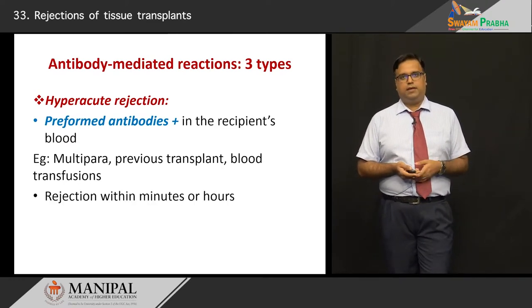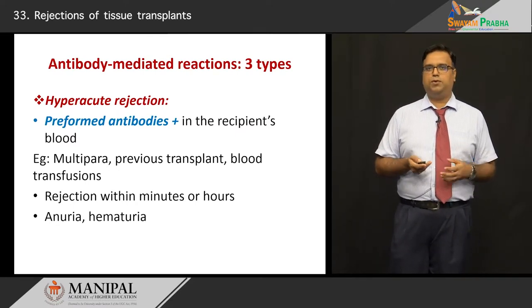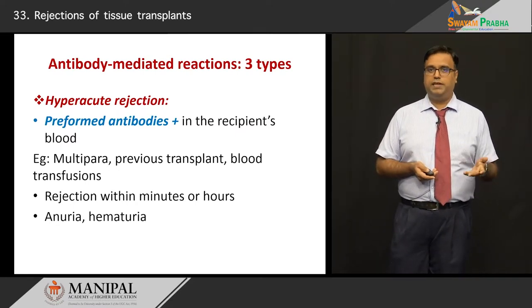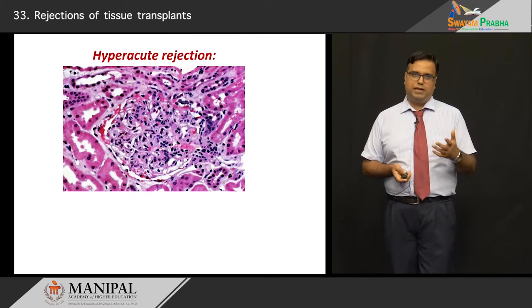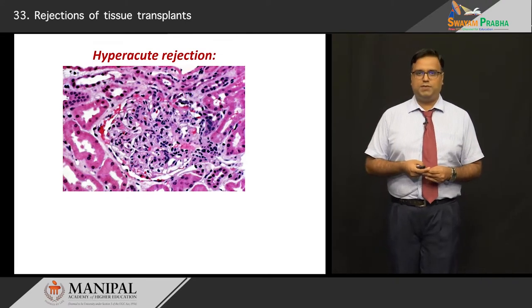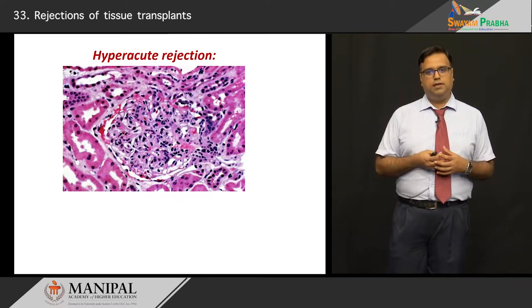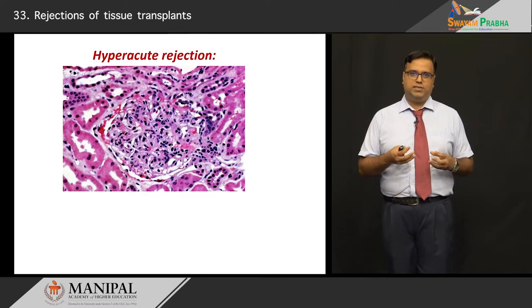So like I said, it occurs within minutes or hours. Anuria and hematuria are the ones that you look out for. If they are supervening, you do the investigations, and you can understand that you are in the terrain of hyperacute rejection. And it looks something like this. If you take a biopsy of the kidney, you can see a central glomerulus in this photomicrograph. Very cellular, a lot of areas of pink within the glomeruli, which is mild mesangial expansion.